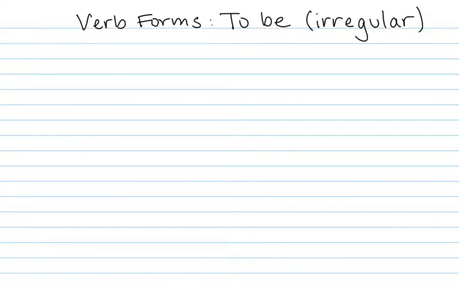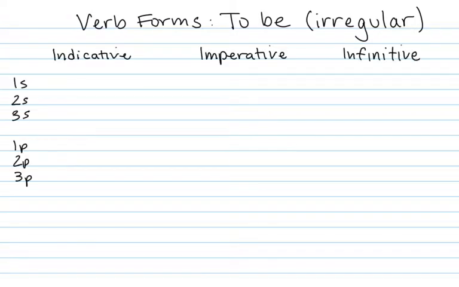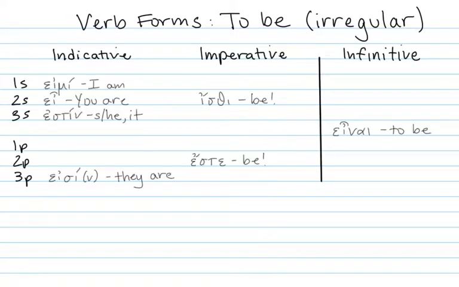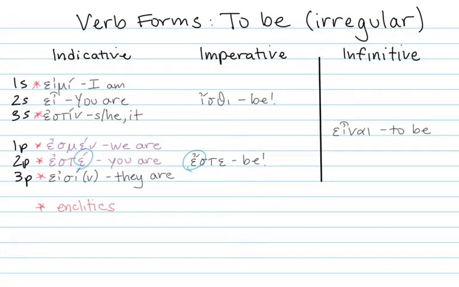And then last up, we learn the first plural and second plural of the irregular verb to be. So here are the forms we already know, and our new forms are este, you are. Notice that it's similar to the imperative, but here there actually is a difference. Este is the imperative be, and este is an enclitic, meaning you are. The first plural is esmen, meaning we are. And then here I've marked which of those are the enclitics. So basically all of the indicatives except the second singular, you are.